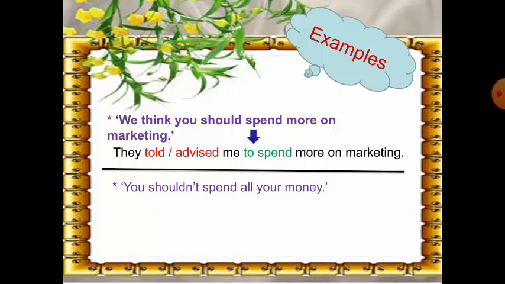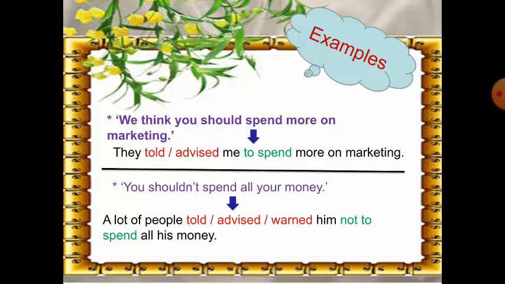The second example, you shouldn't spend all your money. This is a negative advice. We can report this advice by using the same structure too, but in a negative way. A lot of people told, advised, warned him not to spend all his money. Of course, remember to change the pronouns you and your. So we used the verbs told, advised, and warned plus the object and not to, because we have a negative advice.